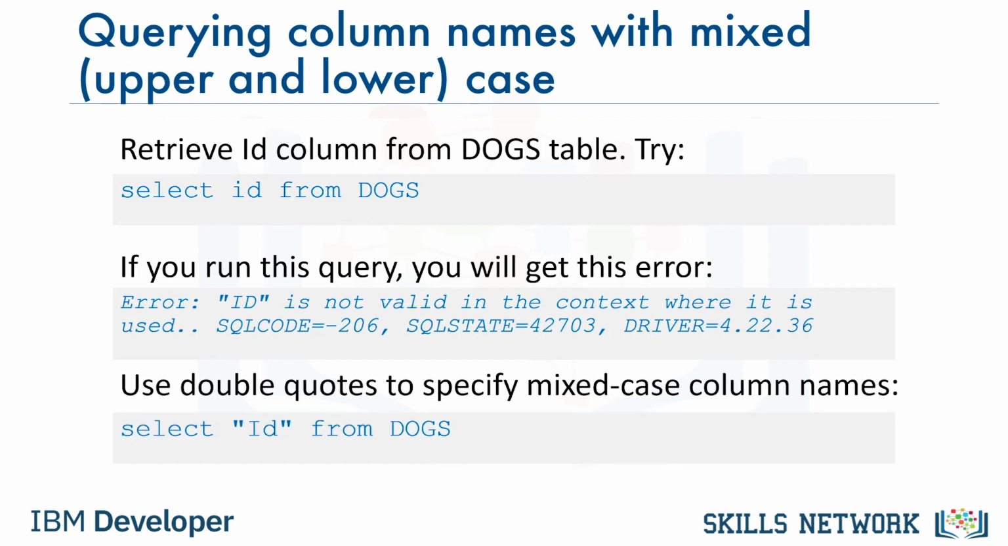In this case, to select data from a column with a mixed case name, we need to specify the column name in its correct case within double quotes, as follows. Select double quotes, uppercase I, lowercase d, end double quotes from dogs. Ensure you use double quotes around the column name and not single quotes.